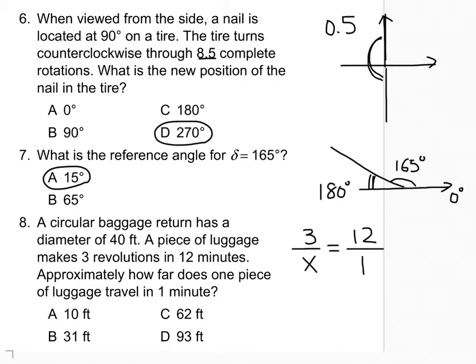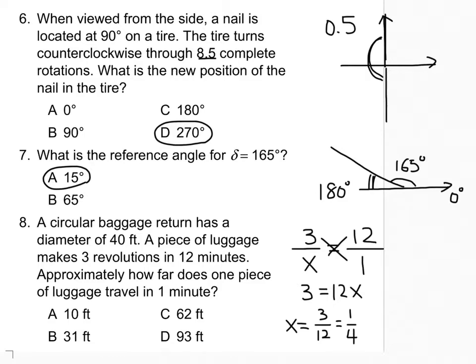So now I'm going to use cross multiplication. Cross multiplication applies only when you see the equal sign. When you see the equal sign, then you can use cross multiplication. 3 times 1 equals 12 times x. So what's my x value? Divide both sides by 12. So x equals 3 over 12, which is 1/4. Meaning that in 1 minute, the luggage only rotates 1/4 of a circle.